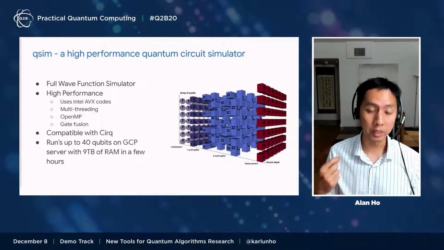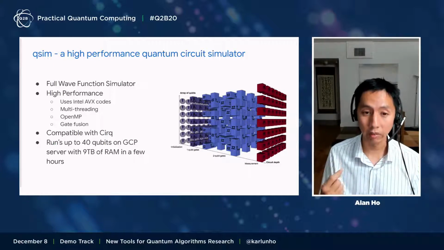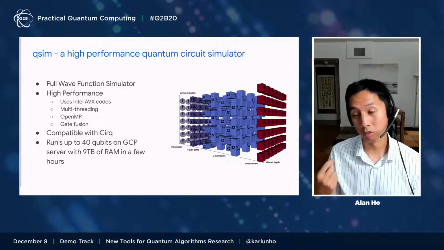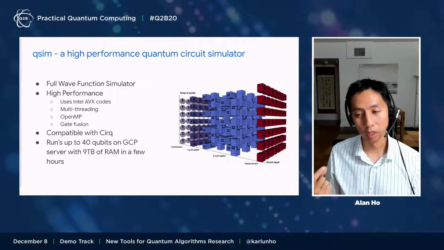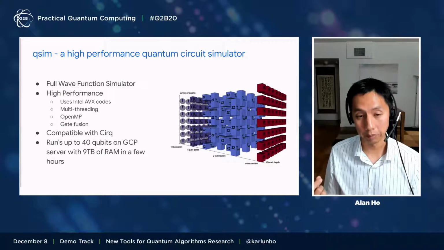It's high performance. It uses Intel Advanced Vector Extension codes. It's highly multi-threaded and works very well on multi-core processors. It uses OpenMP under the hood, and it has this concept called gate fusion, which means that you can have multiple 2-qubit gates fused into one much larger gate and execute on the processor at one time, and it gives us another boost in speed.